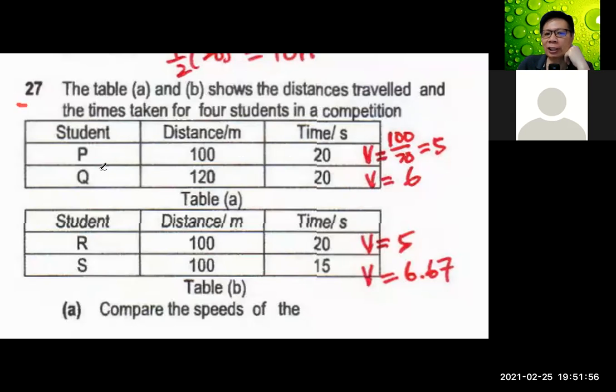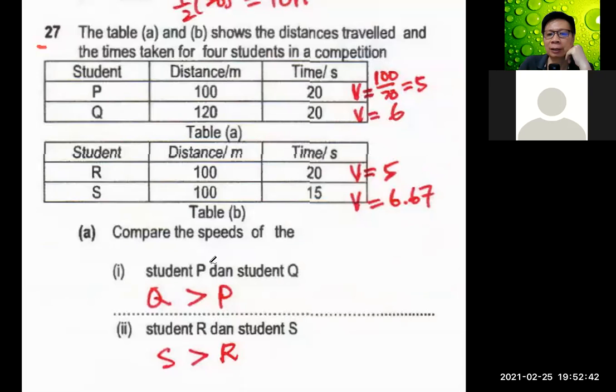Whereas the speed of student Q is 120, distance divided by time 20, so you get 6. That means that Q is faster, because the speed of Q is 6 and the speed of P is 5. Then next, table B. We also find the speed for R: distance 100, time 20, so distance divided by time, you get the speed 5. And for S, distance 100, time is shorter, 15 seconds. So you get 6.67, meaning that S is faster compared to R.